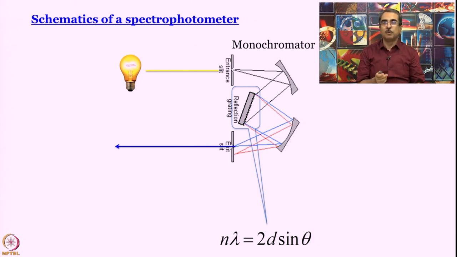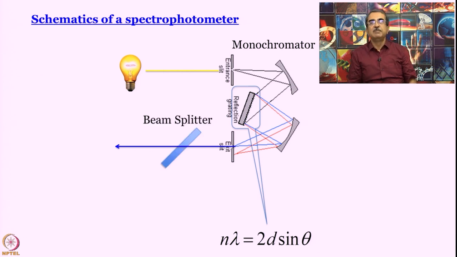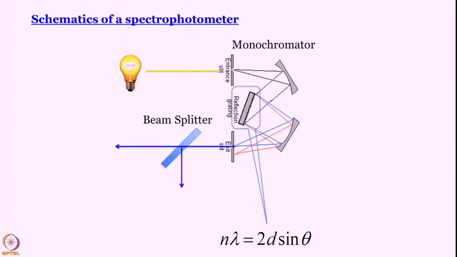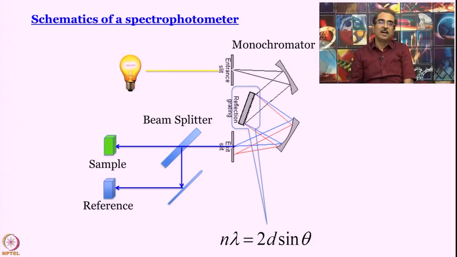After the monochromatic light comes out of the monochromator, you place a beam splitter. A beam splitter is essentially a piece of glass or quartz which in this case divides the beam into two equal halves. A 50-50 beam splitter is what is typically used in spectrophotometers. One part goes straight, the other arm is reflected by another plane mirror and made parallel to the original direction. One of these goes through the sample, the other goes through the reference, and then they are detected by some detector like a photodiode or photomultiplier. When light falls on the detector, it generates a photocurrent, and this photocurrent can tell you how much light has fallen on the detector. It gives you an idea about the intensity of light that impinges upon the detector.